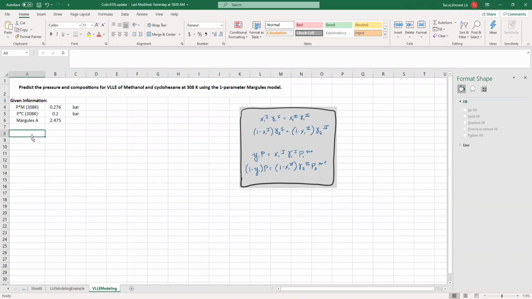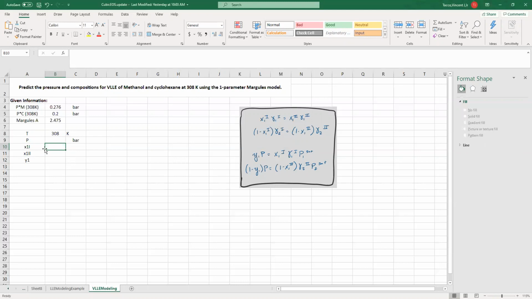So what are my unknowns that I want to calculate? I want to know what the pressure is. I know what the temperature is, so I'm going to actually start with temperature. T is 308 Kelvin. Pressure is an unknown. It's going to be in bar. I have my x1 from phase 1 composition, my x1 of phase 2 composition, and my y1. Okay, so these are my 4 unknowns. And I want to solve those 4 unknowns by solving these 4 equations.